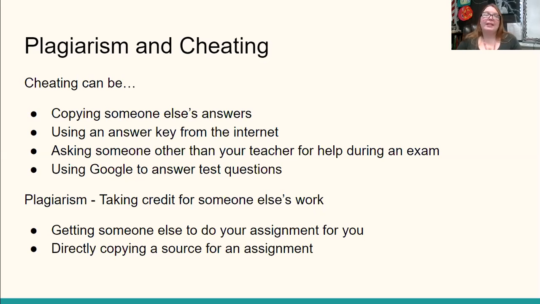But for our purposes, cheating can be copying someone else's answer. It can be using an answer key from the internet, asking someone for help other than your teacher during an exam, using Google to answer test questions. That's not the full list of what cheating is, but these are some examples. Guys, you can't cheat. If I find out that you're cheating, it's going to be bad. And we'll get into the consequences of that in just a minute, but you need to do your own work.